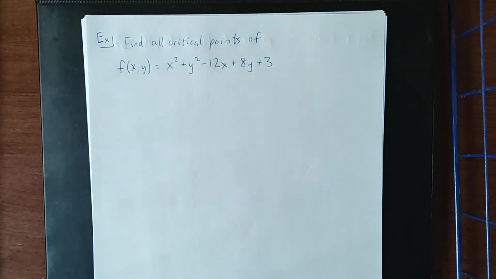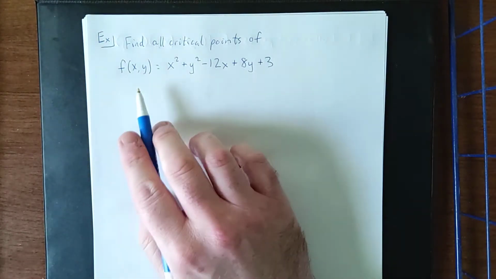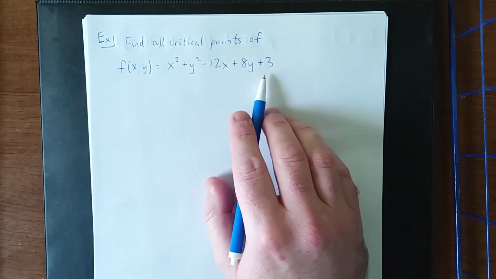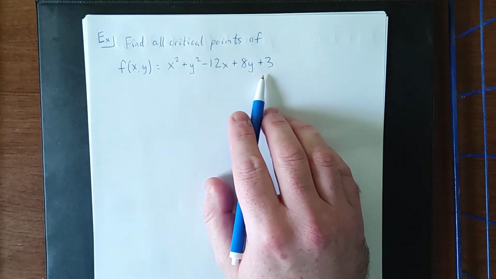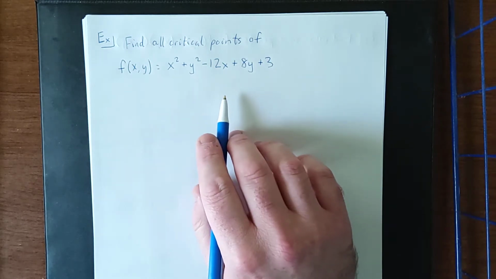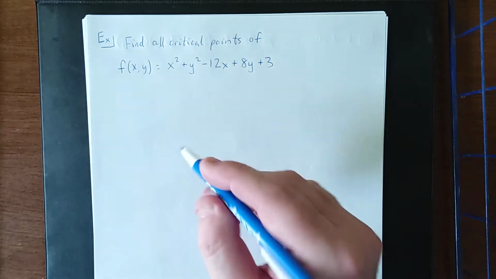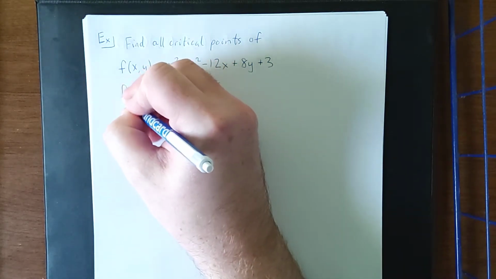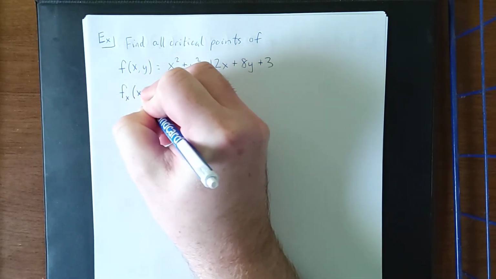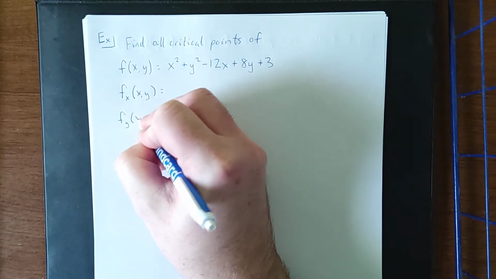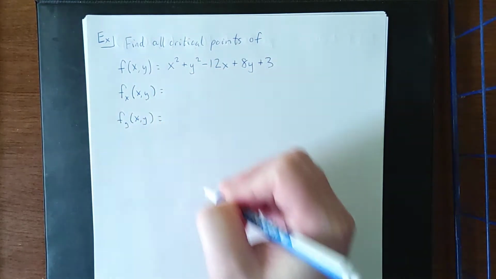In this video, I'll be demonstrating the process of how to actually find the critical points of a function of two variables. We're going to start with this one. f of x, y is equal to x squared plus y squared minus 12x plus 8y plus 3. Now, in order for us to find the critical points, we have defined this as where a directional derivative is equal to 0 for any direction. We can boil that down to simply taking a partial derivative with respect to x and setting it equal to 0, and a partial derivative with respect to y and setting that equal to 0 as well.